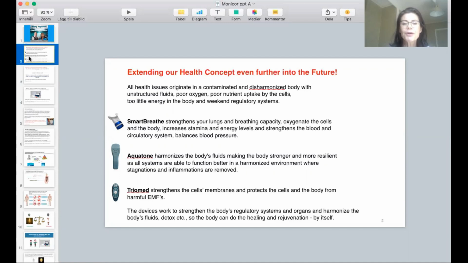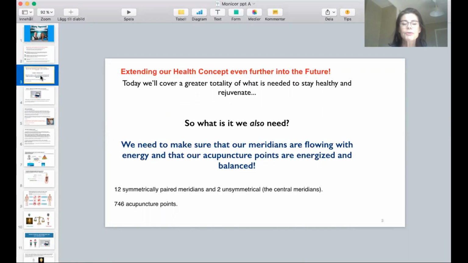And today, we are going to take this wonderful concept of the health concept of the future another step. So we talked about the other tools, and today we are going to talk about something that is also very important if you want to stay healthy and rejuvenate. And what is that? Well, what we also need is to make sure that our meridians are flowing with energy and that our acupuncture points are energized and balanced. And we have 12 symmetrical paired meridians and 2 unsymmetrical, the central meridians, and we have 746 acupuncture points.